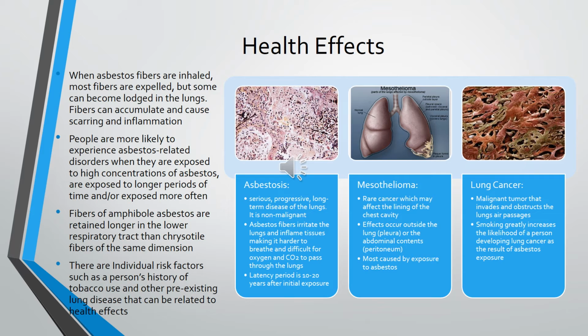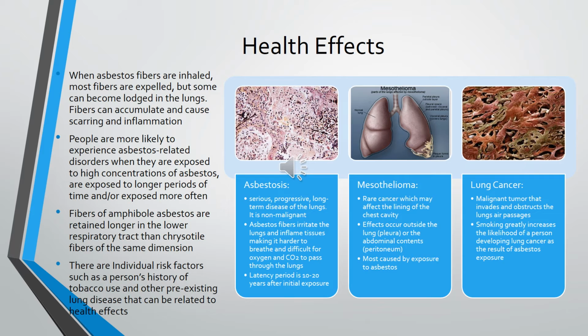Fibers of amphibole asbestos are retained longer in the lower respiratory tract than chrysotile fibers of the same dimension. And also, there are individual risk factors such as a person's history of tobacco use and other pre-existing lung diseases that could increase the risk of these health effects and possibly make them worse.